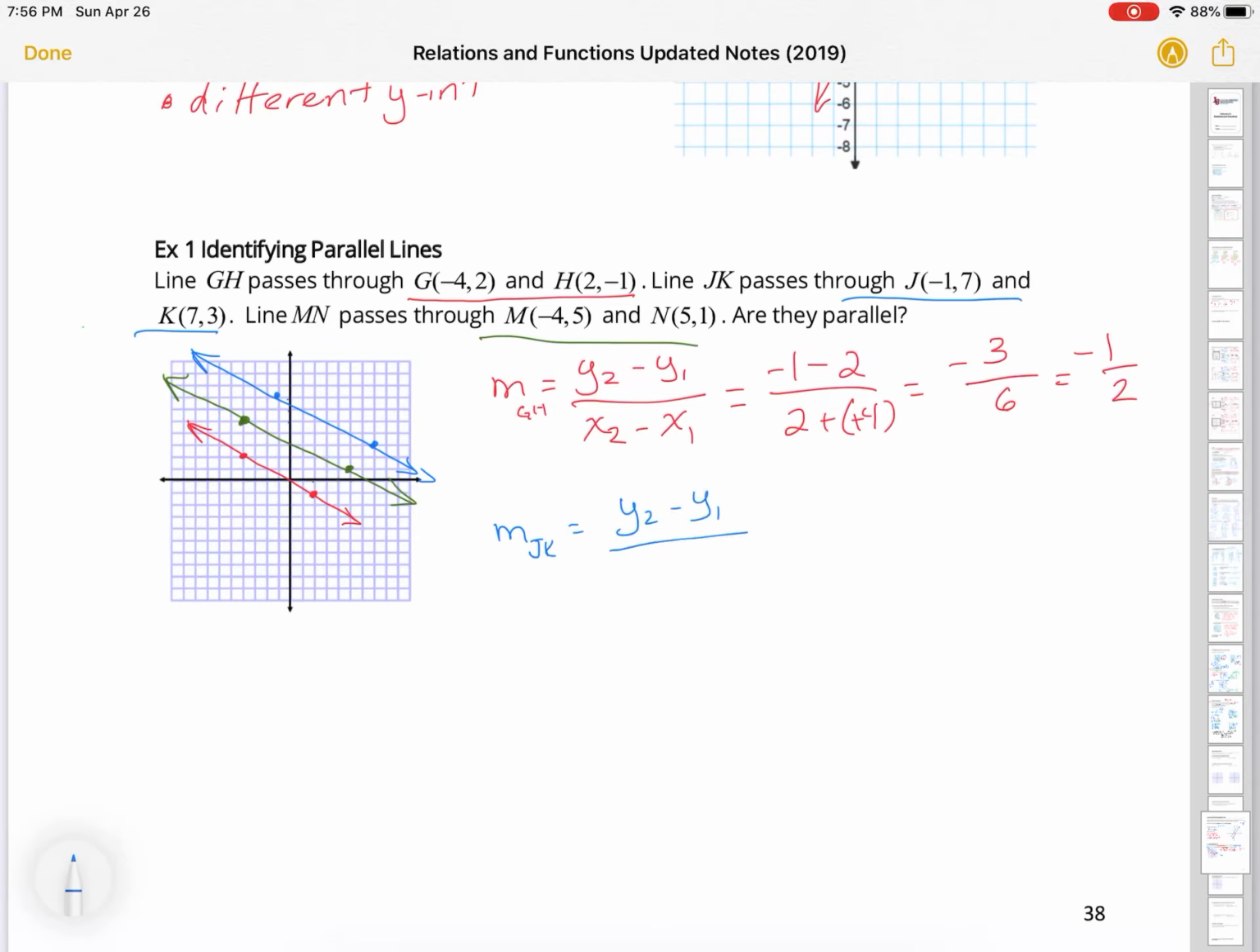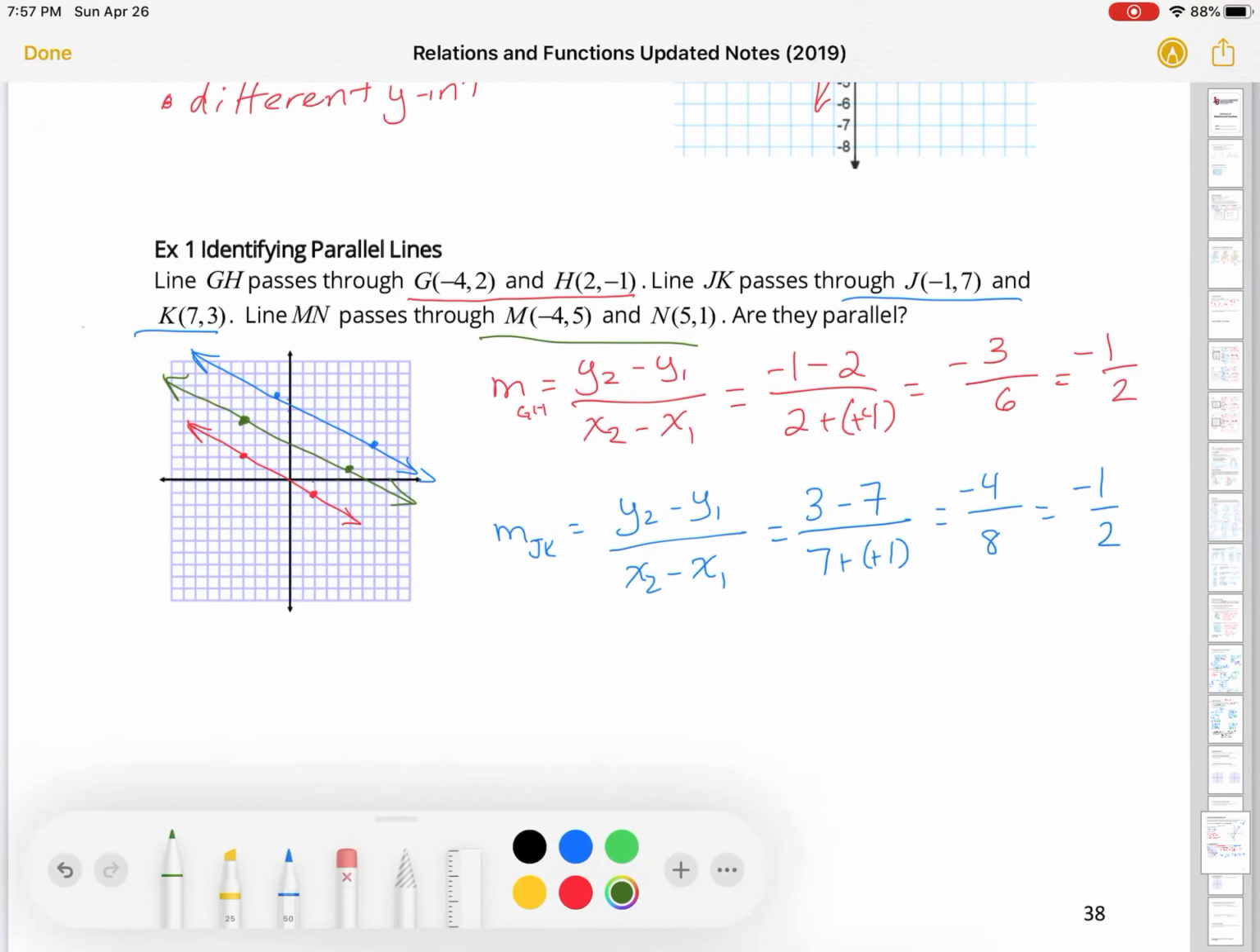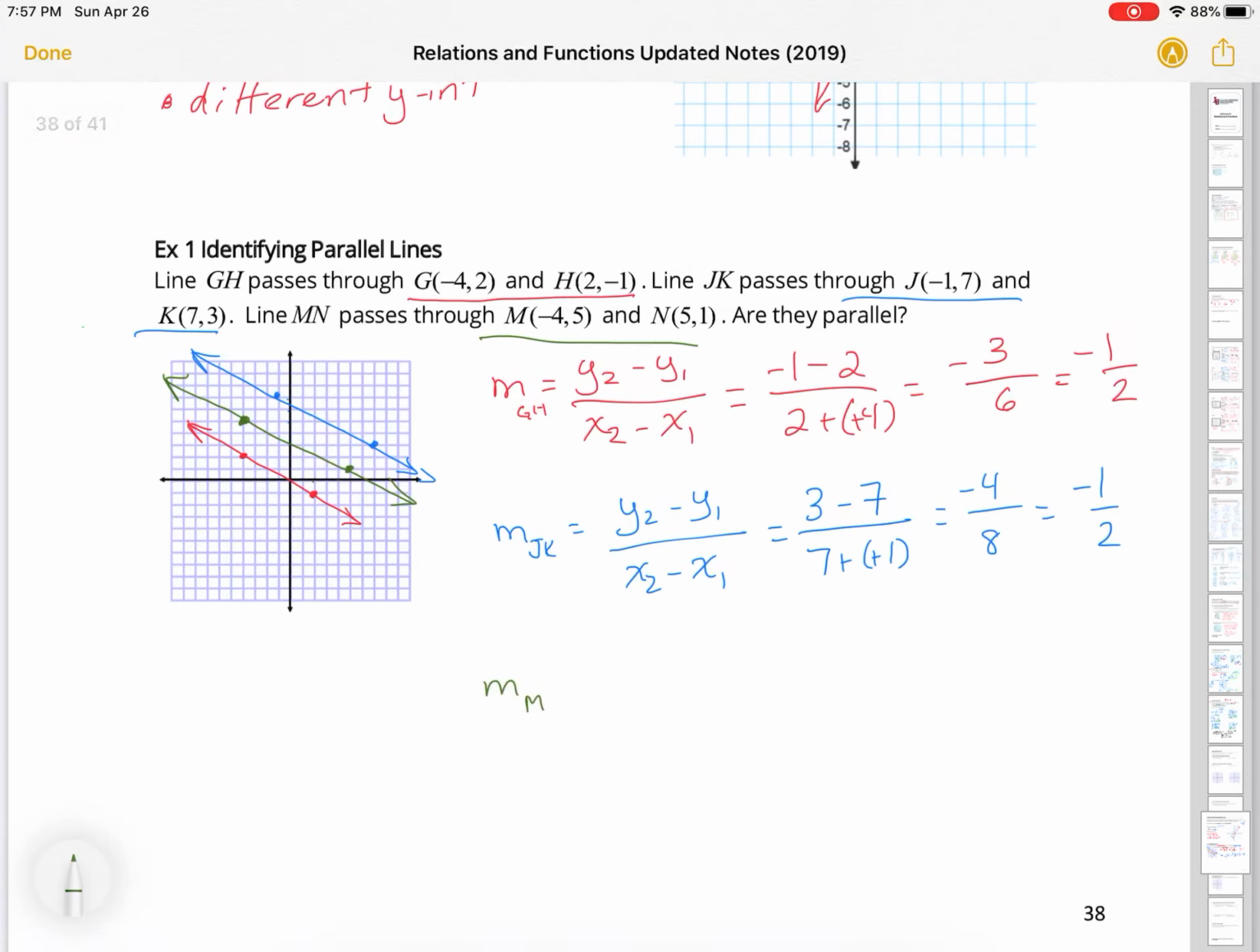This was the slope for GH. And now the slope for JK. So again, it's y2 minus y1 over x2 minus x1. So looking at those, I'm going to make K my y2. So it'll be 3 minus 7 all over 7 minus a -1. 3 minus 7 is -4. And 7 minus a -1 becomes plus a positive, which is 8, which is -1/2. So right now, that tells me that JK and GH are parallel. So now I just have to test MN.